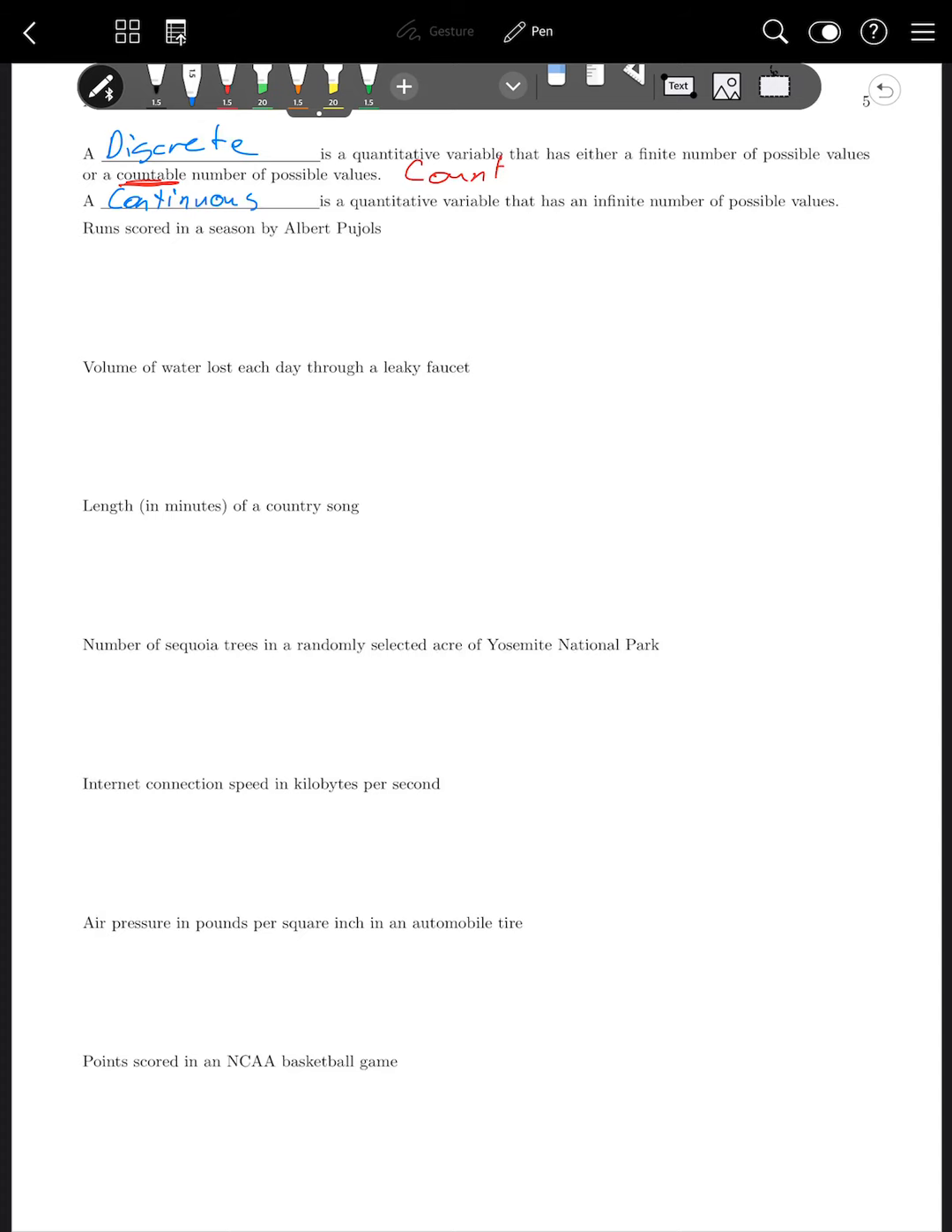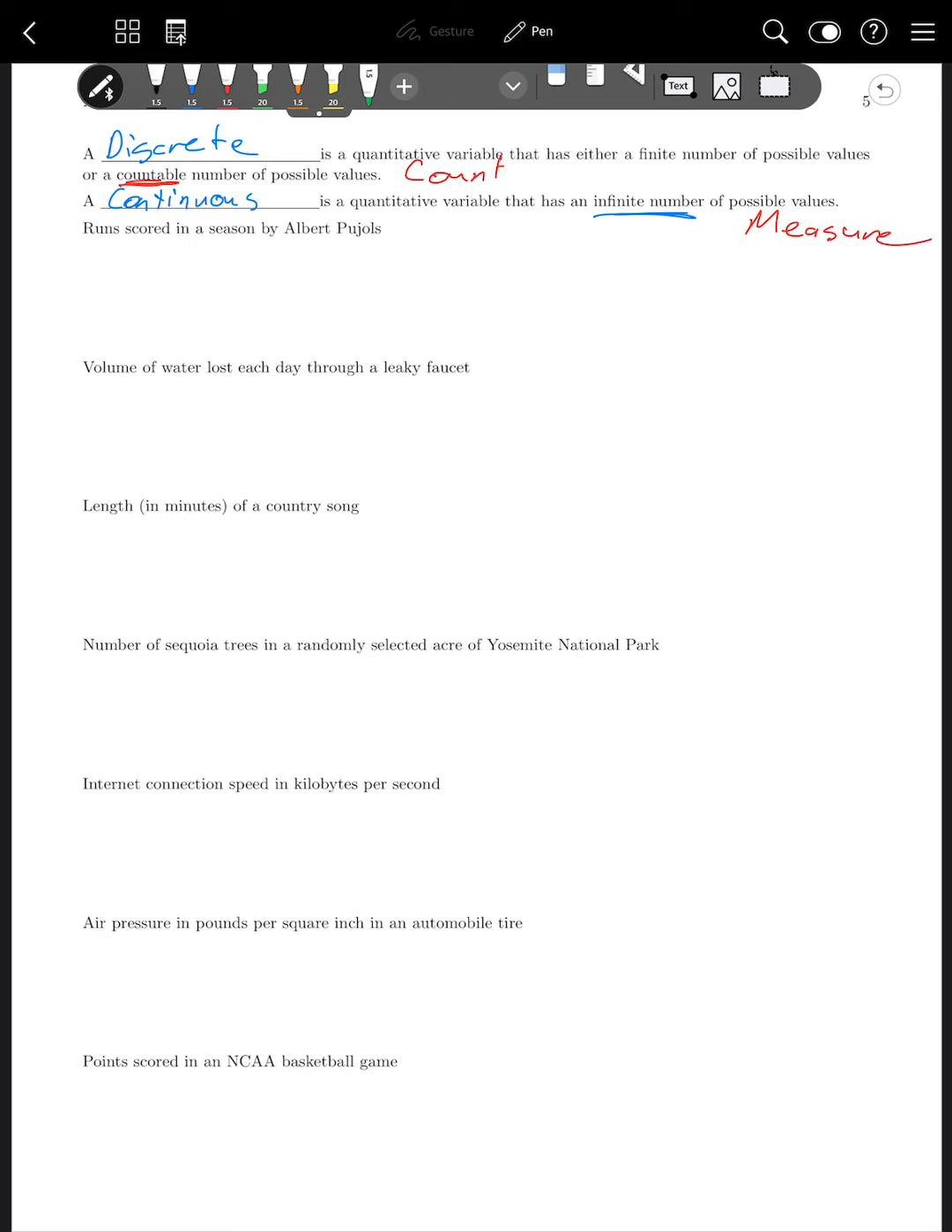Continuous variables are quantitative variables that have an infinite number of possible results. So that's an important word here. Another important word that goes with this is the idea of something you measure. So if you're counting something, then it's going to be discrete. If you're measuring something, it's going to be continuous.